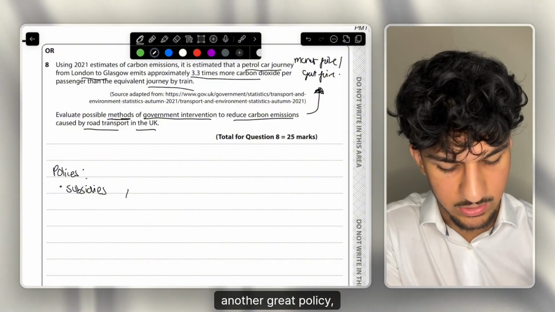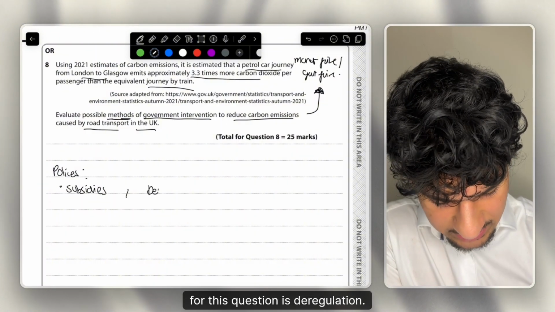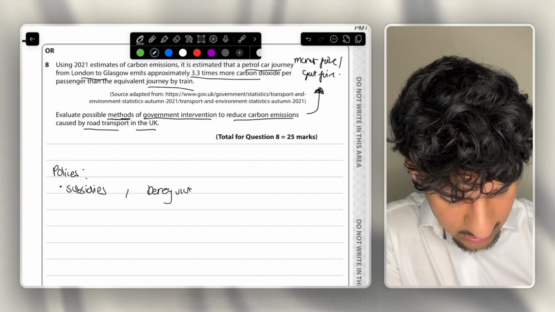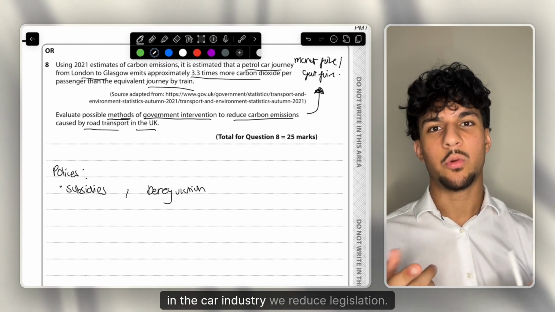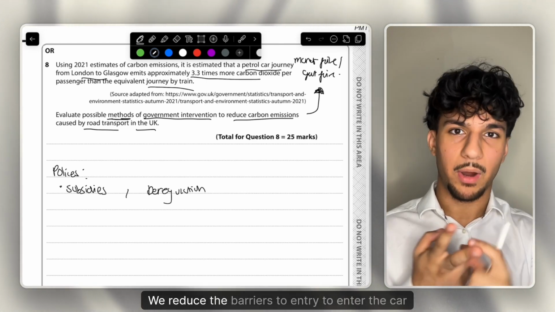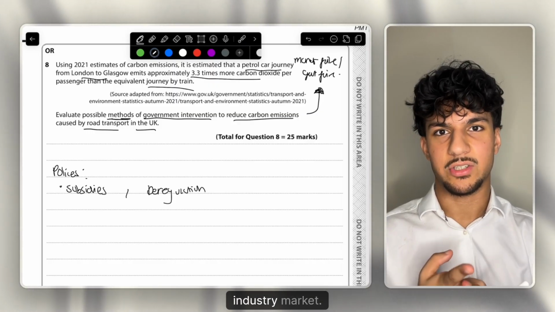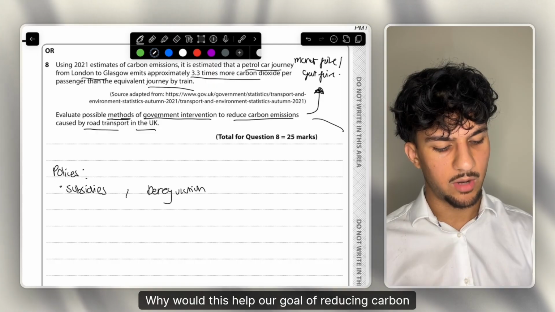Okay, another great policy we can use for this question is deregulation. What does deregulation mean? Deregulation, of course, in this scenario would mean in the car industry, we reduce legislation, we basically make it easier, we reduce the barriers to enter the car industry market, so the production of cars. Why would this help our goal of reducing carbon emissions?